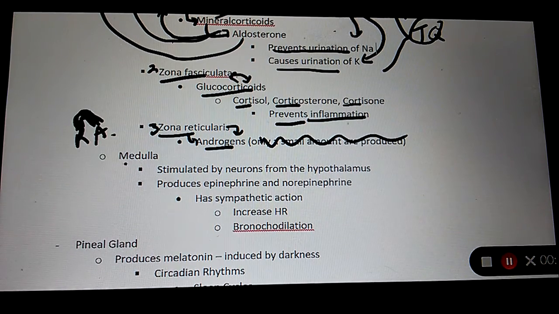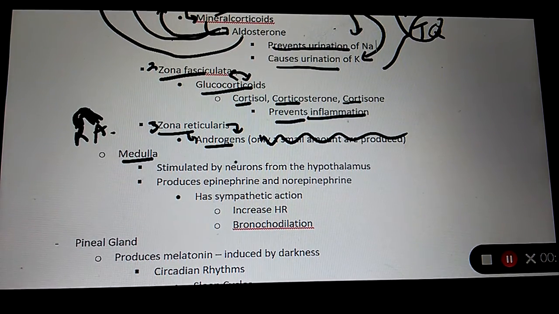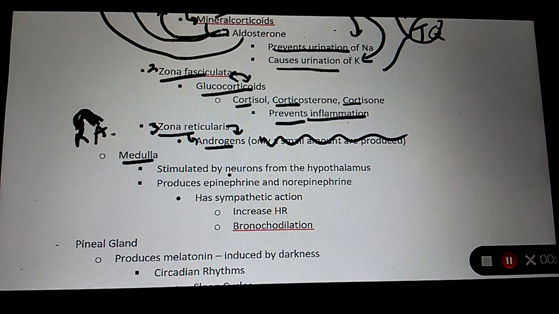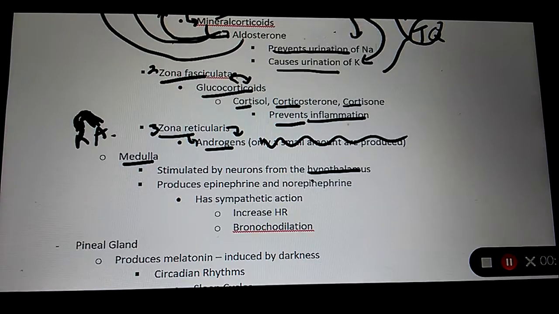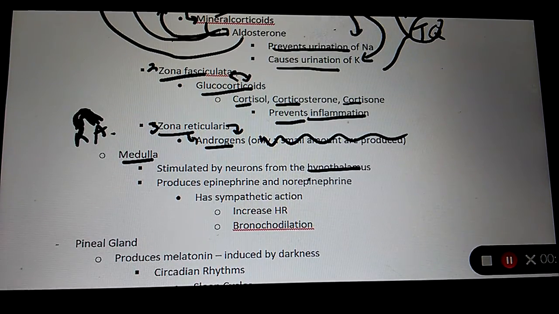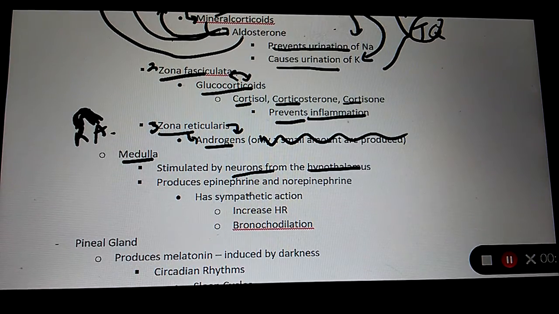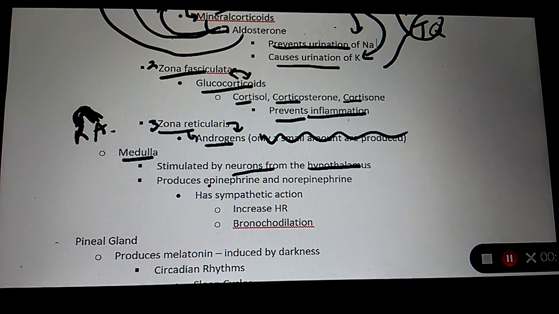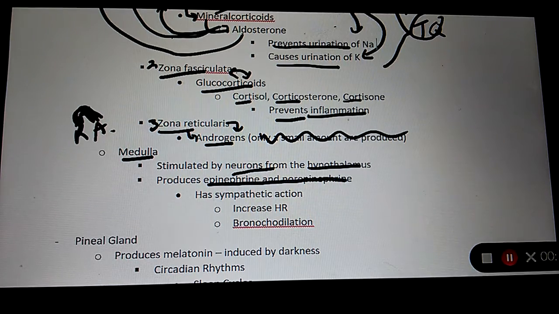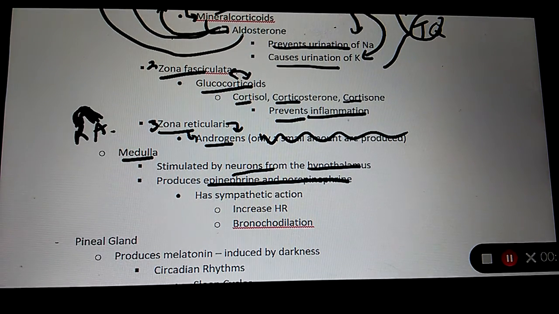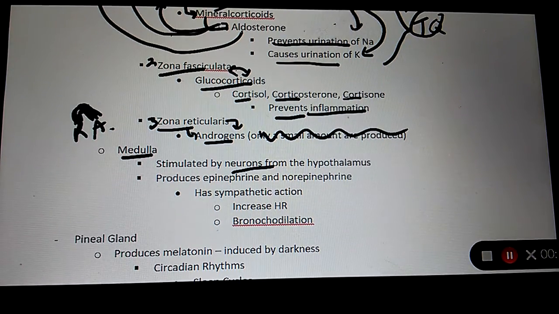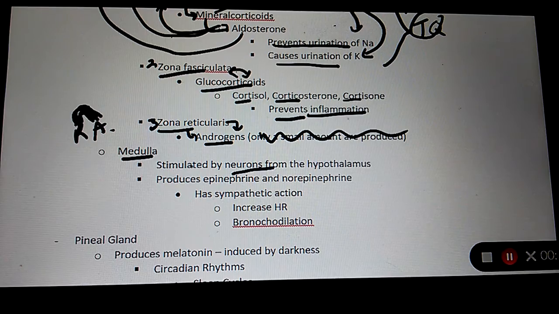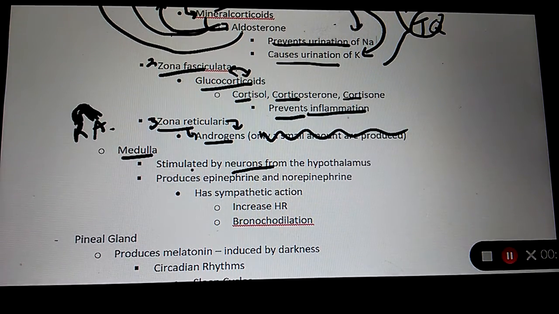The medulla. We talked about this just a moment ago. Neurons go from the hypothalamus to the adrenal medulla. So what stimulates the adrenal medulla? Neurons from the hypothalamus. Does the adrenal medulla produce epinephrine and norepinephrine? Yes. What produces epinephrine and norepinephrine? Adrenal medulla.